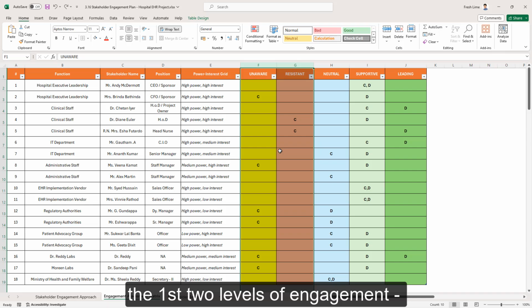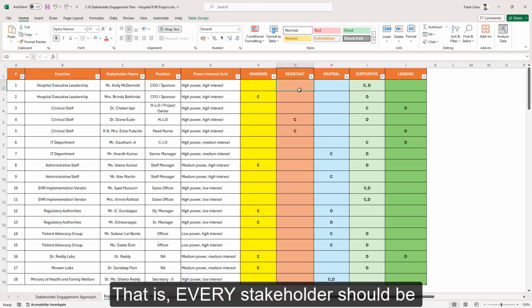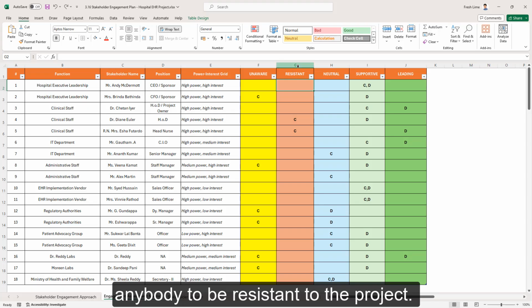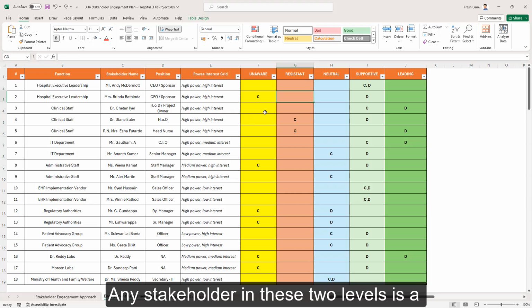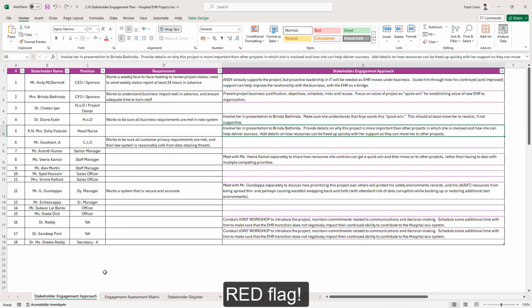You don't want anybody in the first 2 levels of engagement that is either unaware or resistant. That is, every stakeholder, first of all, should be aware of the project. And then you don't want anybody to be resistant to the project. Any stakeholder in these 2 levels is a red flag. We have to act on everyone in those 2 levels. That is what we have done here. We have identified those stakeholders specifically, and we have to act in these 2 levels immediately.